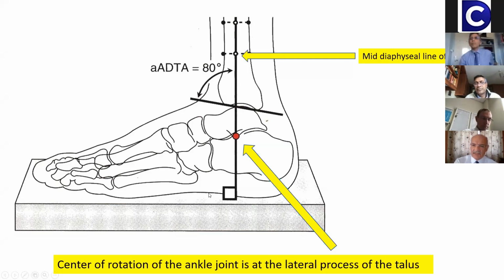So see, this is the lateral X-ray. If you imagine this is the lateral X-ray, and you draw central lines to the shaft, and this is the mid-diaphyseal line. Another line between the anterior and posterior lower ends of the tibia, and you have the anatomic anterior distal tibial angle. It's about 80 degrees. And the center of rotation is at the lateral process of the talus. This is the talus, and this is the lateral process. And usually this mid-diaphyseal line passes through the lateral process of the talus.